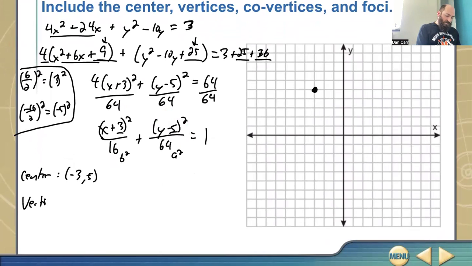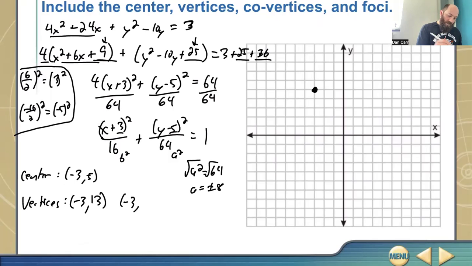For my vertices, a squared is equal to 64, and I square root that to get a plus or minus 8. It's stretching vertically, so I'm going to add and subtract 8 to the 5. That gives me (-3, 13) for 5 plus 8, and (-3, -3) for 5 minus 8. So I can go 1, 2, 3 here, and then I'm going to go off the chart, counting 5, 6, 7, 8, 9, 10, 11, 12, 13.